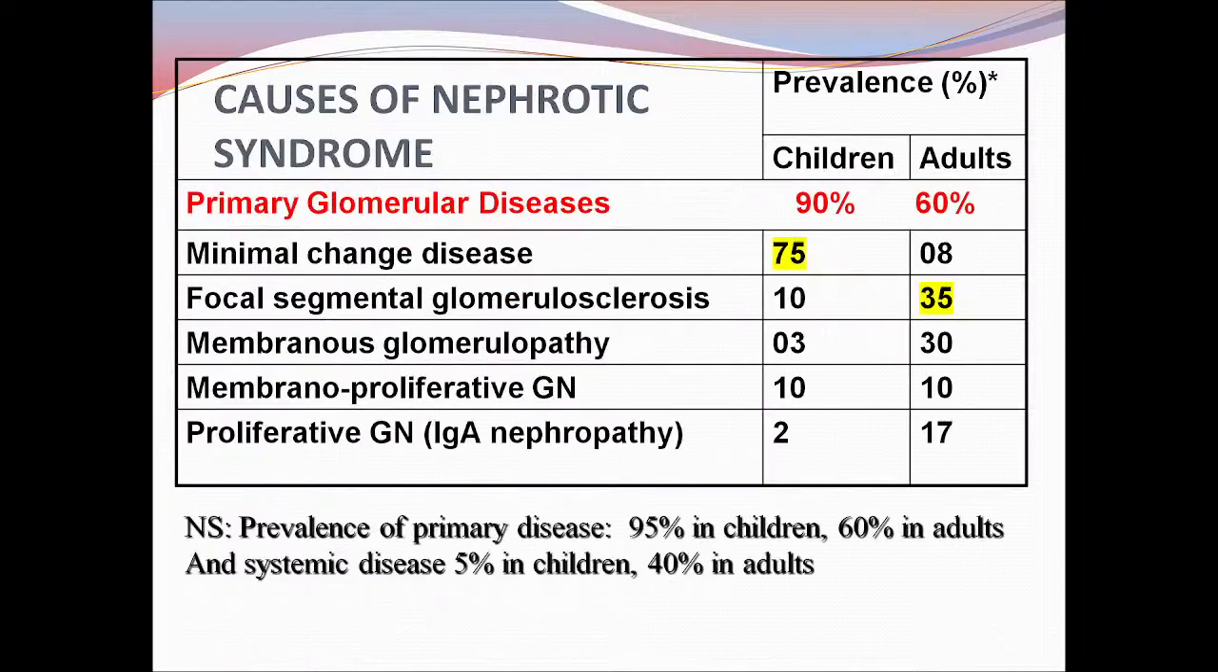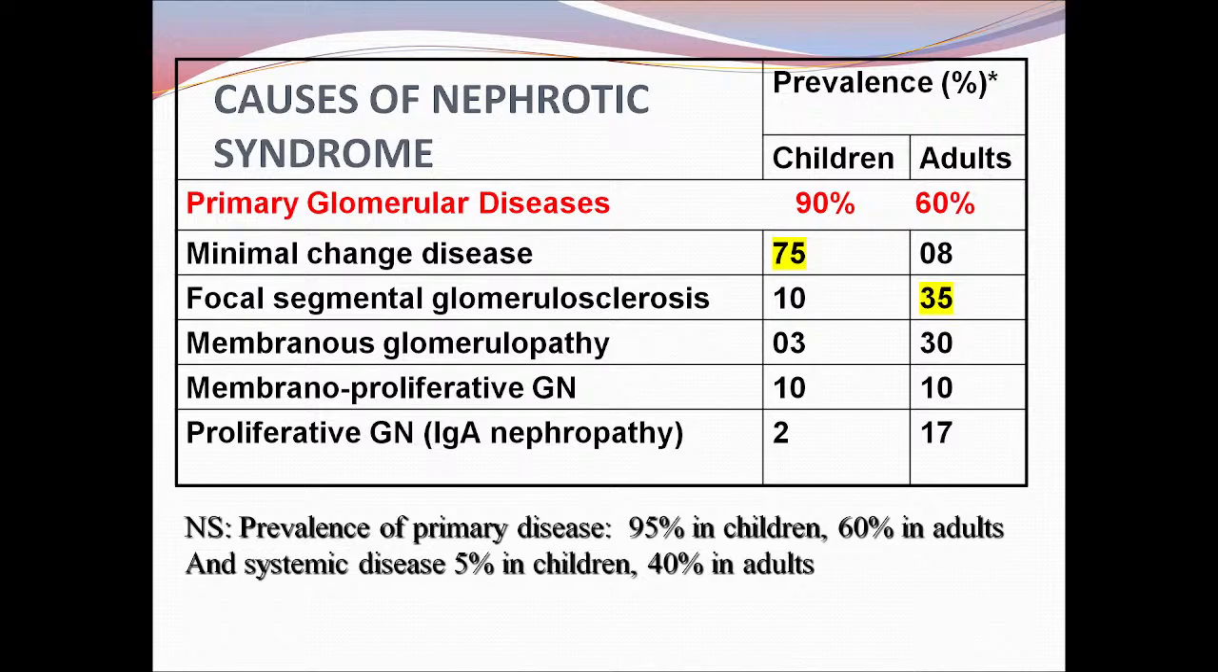So, if we talk about nephrotic syndrome and its causes, children are different and adults are different. Okay. When we talk about primary glomerular diseases which give rise to nephrotic syndrome in children, these primary glomerular diseases are 90% responsible for nephrotic syndrome in children. In that list we have minimal change disease, focal segmental glomerulosclerosis, rarely membranous and proliferative. So, these are the diseases which commonly lead to nephrotic syndrome in the pediatric population.